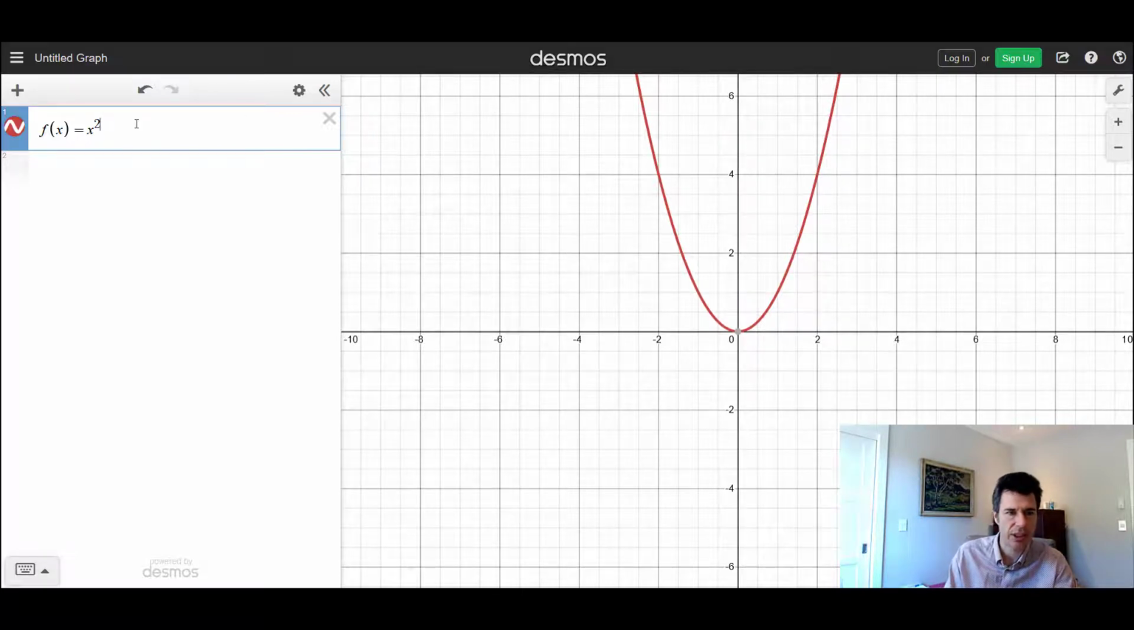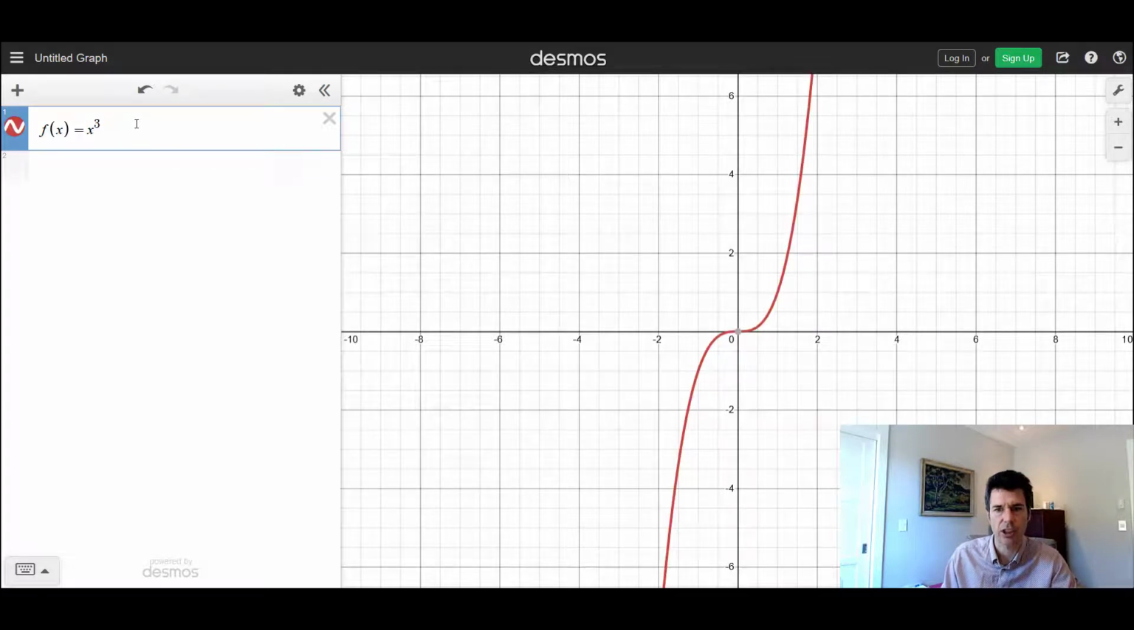The next function is f of x equals x cubed. And again, as x gets very, very large, the function goes to infinity. As x gets very, very small, the function goes to negative infinity. It goes through the origin 0, 0. And if we look at a couple of points, for example, when we plug in 1, f of 1 is just 1, f of 2 is 8, f of negative 1 is negative 1, f of negative 2 is negative 8.